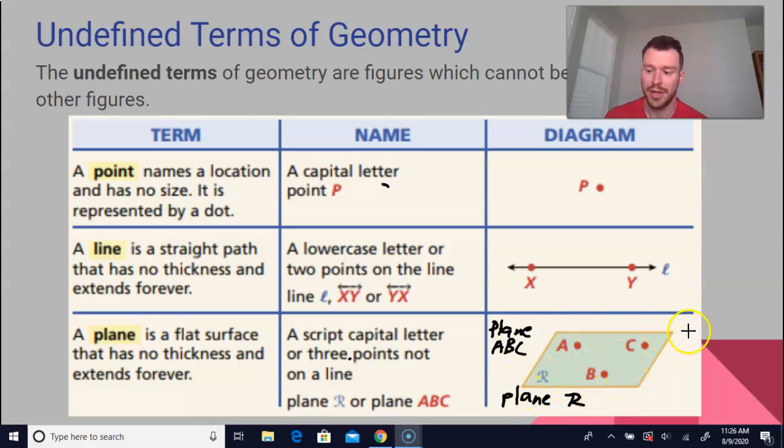Now you may also say, Mr. Pittner, instead of plane ABC, could we say this is plane BAC? To which I would say, yes. Even though it's not in alphabetical order, that is not incorrect. As long as you have 3 points. You're using 3 points to name that plane.